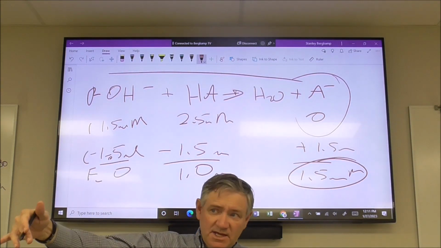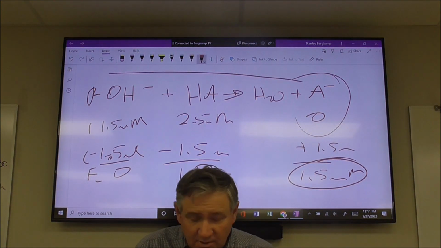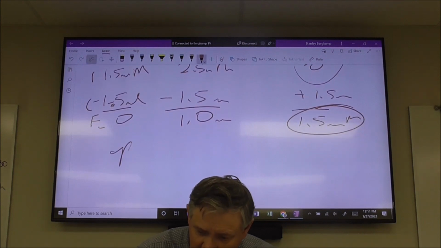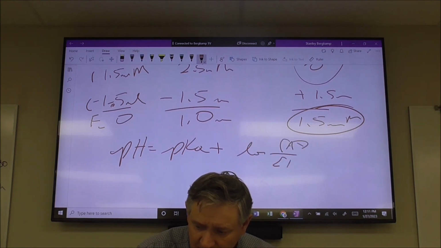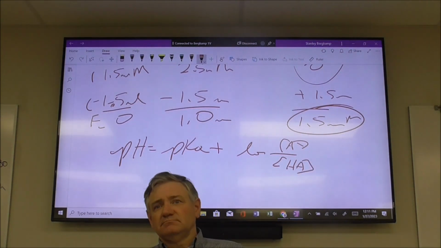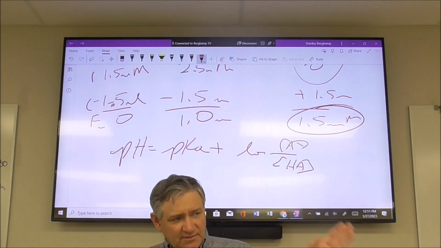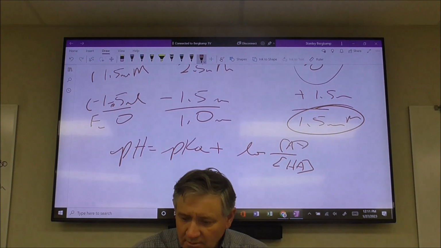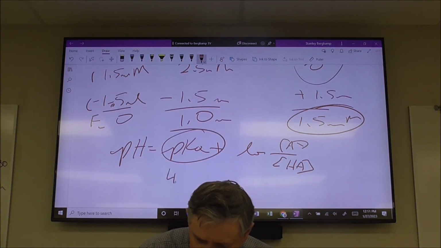Now, at this point, you can go old school. You can go back to the Ka equation, and you can solve for H. Personally, it's much faster and much more effective if you just go straight to pH equals pKa plus the log of your anion concentration divided by the concentration of your acid. It's so much more efficient. You don't have to do the algebra. You don't have to get the X by itself. You don't have to take the negative log of that by itself. So pKa, 4.74, because of the fact that it's acetic acid.